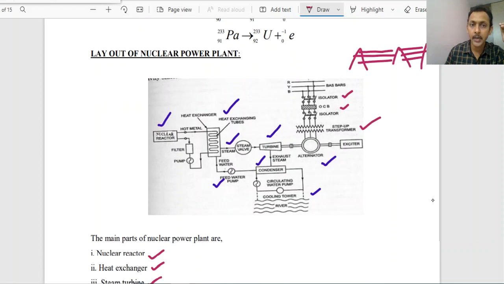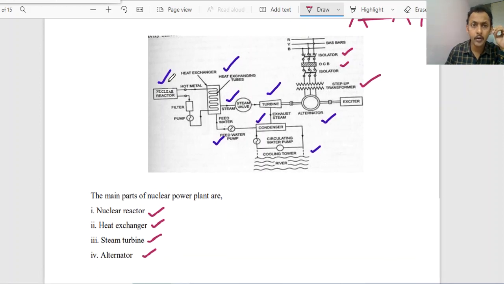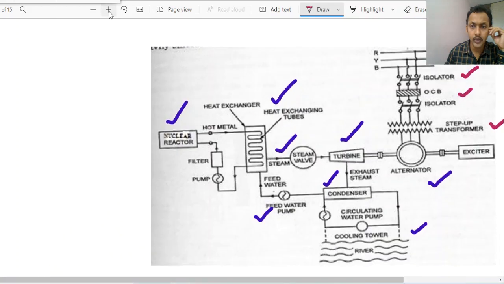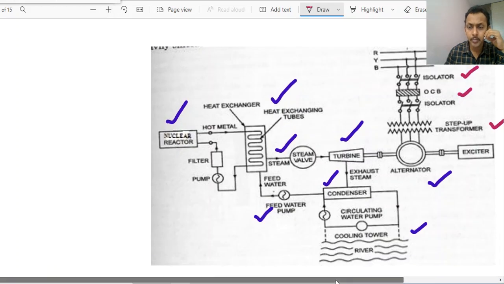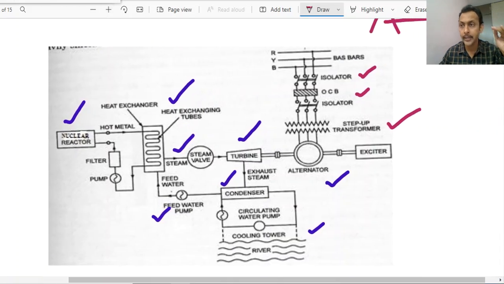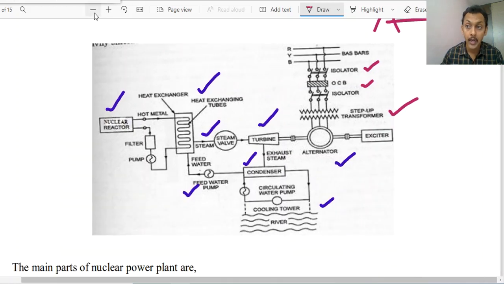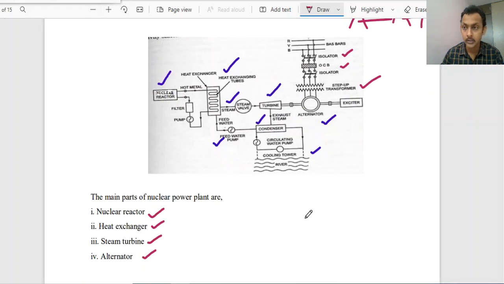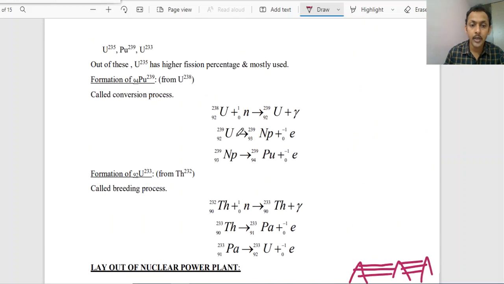Dear students, I repeat again, if this question is asked in an exam, you have to highlight this figure, you have to write or specify the components present in its layout, and you have to explain the functionality of each and every component. You have to highlight the 4 major components: nuclear reactor, heat exchanger, steam turbine and alternator, right? So this is what it is all about the nuclear power plant.